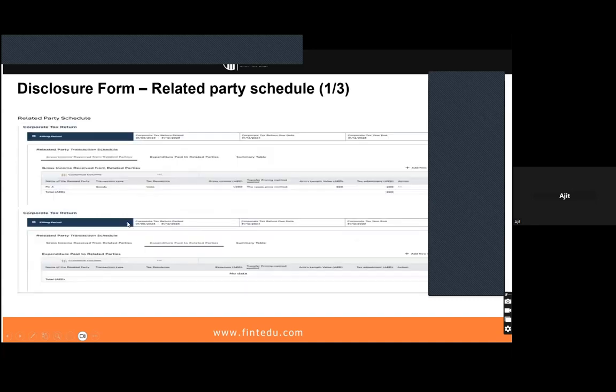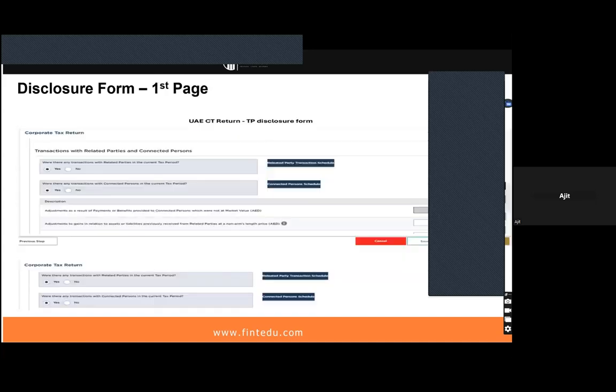In your disclosure form for the related party schedule, if you make any adjustment, like your book value and arm's length value are different, this overall adjustment will be reflected on the first page. So this is the overall summary for the related party and the connected person, covering all the transactions, the summary of the transactions and the adjustment.